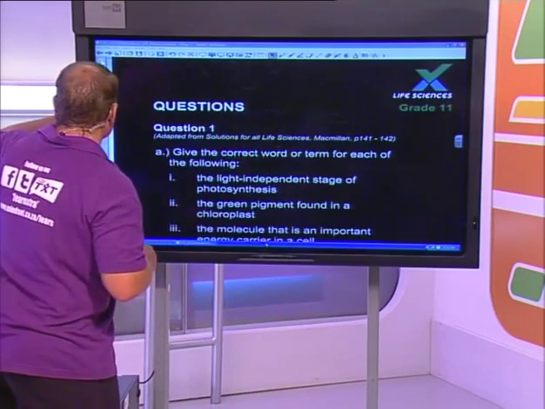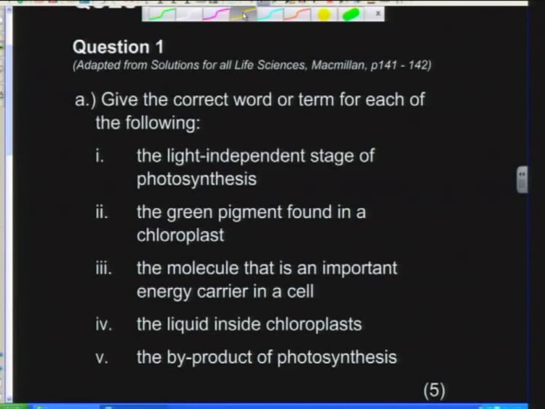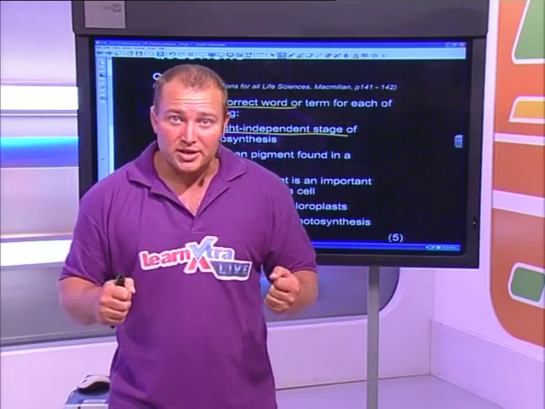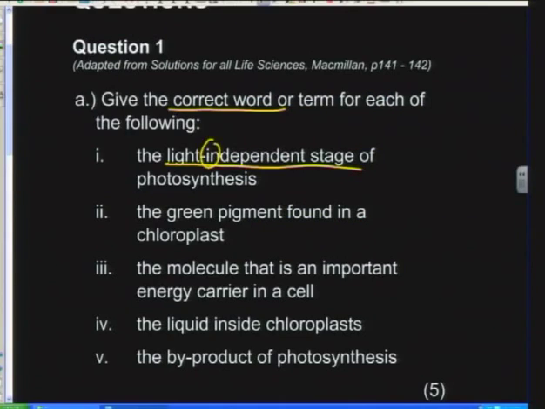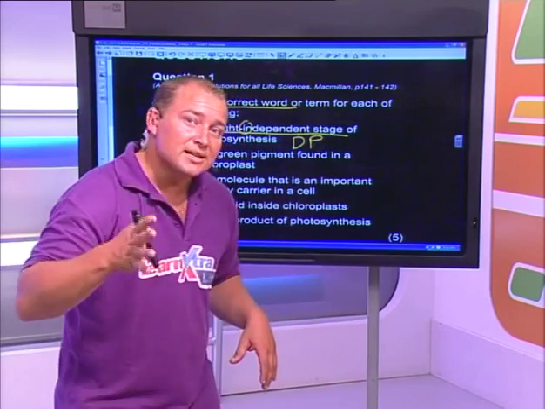Okay, so let's have a look at it. Let me just get a nice big pen here. I like certain pens. Give the correct word or term for each of the following things. The light independent stage of photosynthesis. Dependent means I need it. Independent means I don't need it. So it is the dark phase. I'm just going to put DP so we can get there. The dark phase. Remember, it doesn't need light.